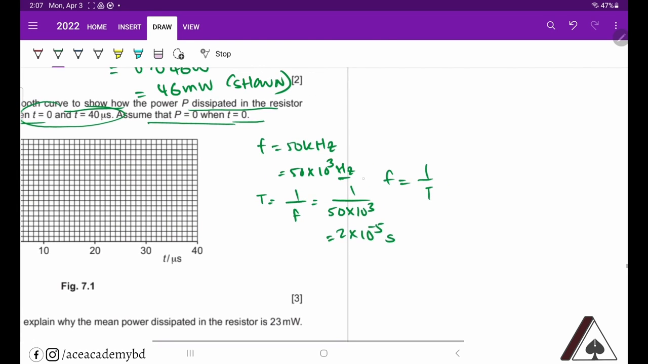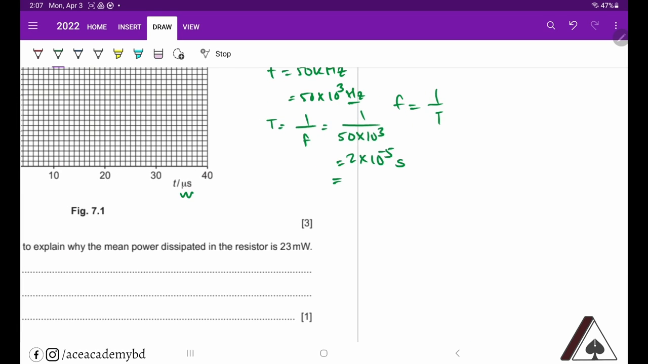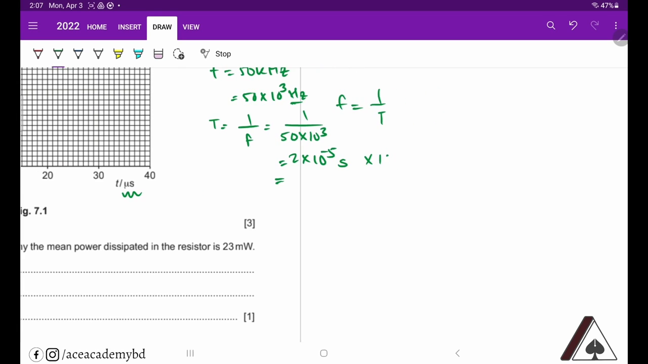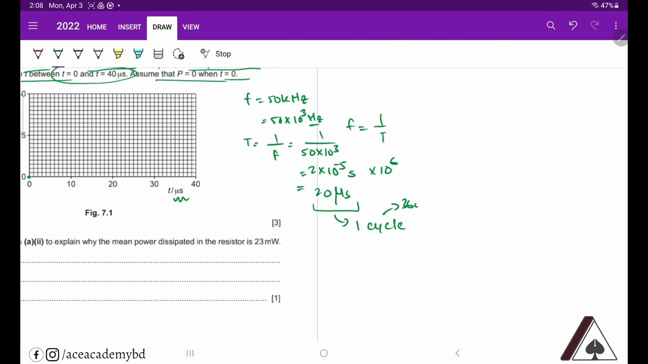Since we are considering frequency in hertz, it gives us an answer in seconds, and since the unit is in microseconds, we can just multiply by 10 to the power 6. That basically gives us 20 microseconds. So 20 microseconds is for one cycle, and one cycle is 360 degrees.